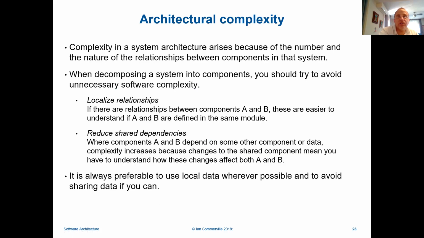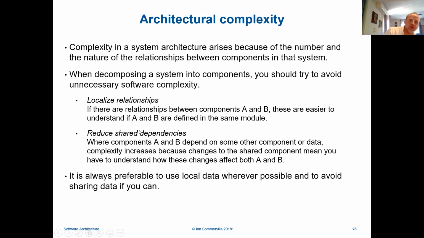Complexity in a system architecture arises because of the number and nature of the relationships between the components of that system. When decomposing a system into components, you should try to avoid unnecessary software complexity. So it's saying, on the one hand, decompose, on the other hand, not too much, because it'll cause complexity. If there are relationships between components A and B, these are easier to understand if A and B are defined in the same module, right? If A and B are always talking to each other, then maybe they're in the same component.